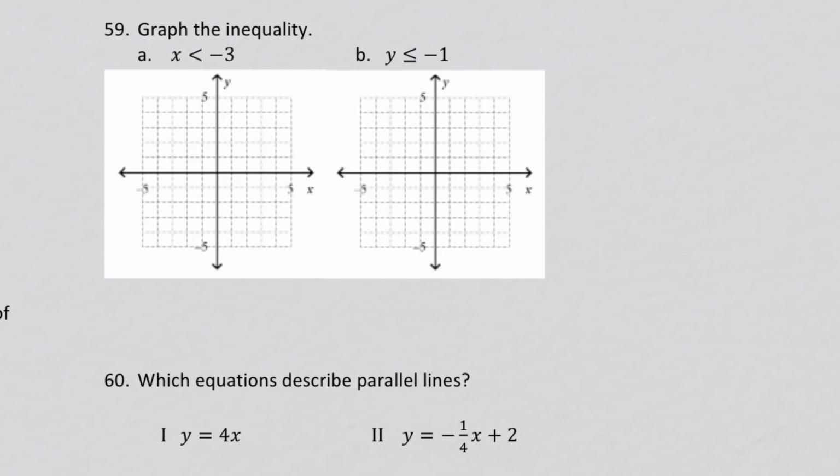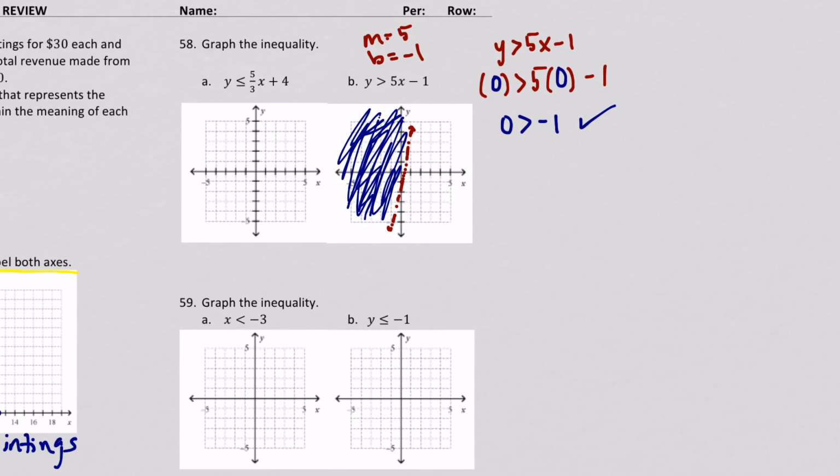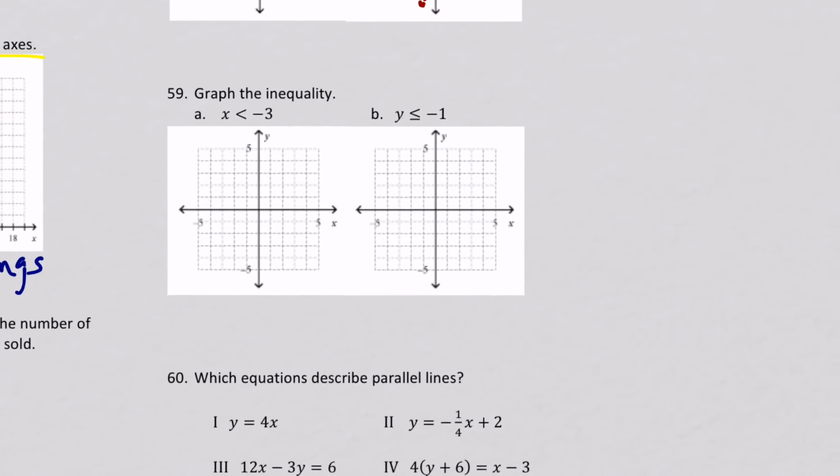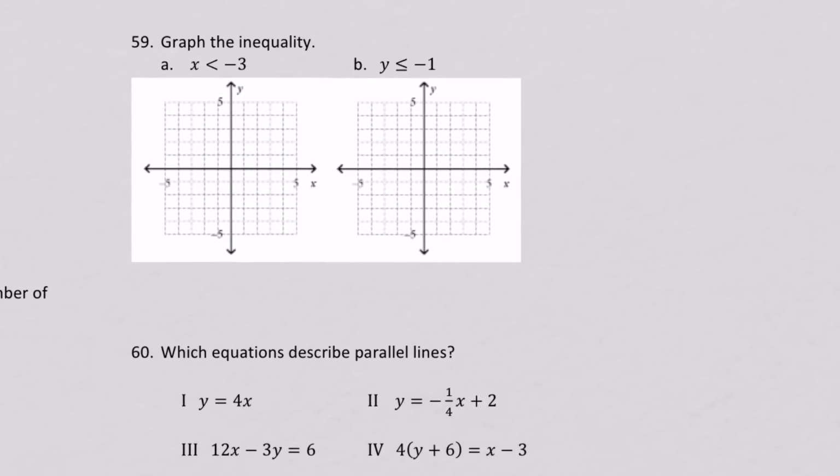All right, 59, graph the inequality. A, x is less than negative 3. B, y is less than or equal to negative 1. Now these inequalities are special. They're different from the ones that we did before in 58, right? They don't look like they're in slope-intercept form, and so some people struggle or get confused.